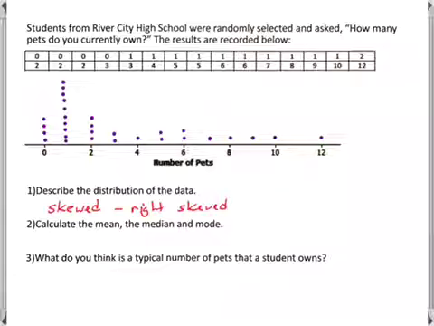In the next part, it asks us to calculate the mean, the median, and the mode. So to calculate the mean, we add up all of our points and we divide by the total number of data points. So when I add up all of the values in the table, I should get 96, and I know that there are a total of 30 data points. So I've got 96 divided by 30, which gives me a mean value of 3.2.